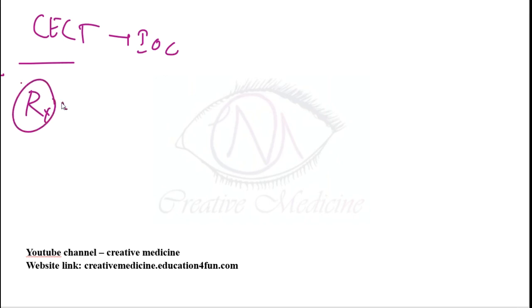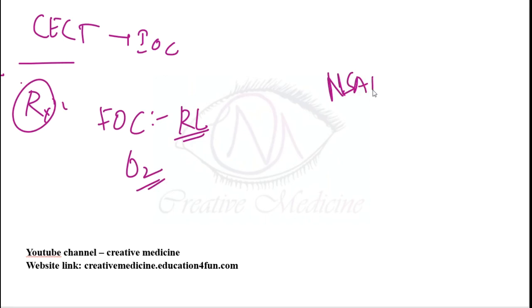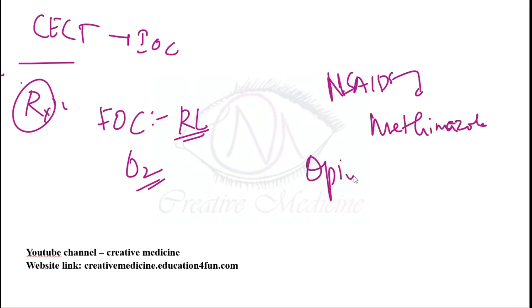Then if you see the management here, the fluid of choice for acute pancreatitis is Ringer lactate. Then oxygen supplementation can be done, and analgesics like NSAIDs can be given, such as metamizole. You can also give opioids, like buprenorphine. So in this, the main treatment is analgesics: NSAIDs, which is metamizole, and opioids like buprenorphine.